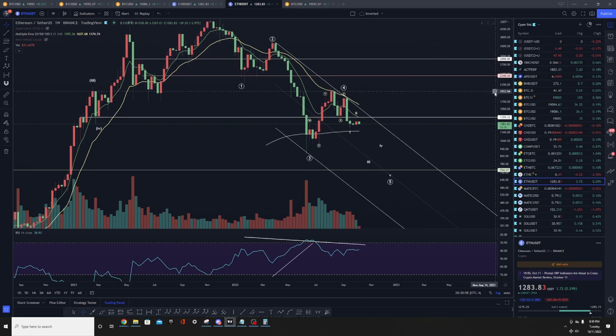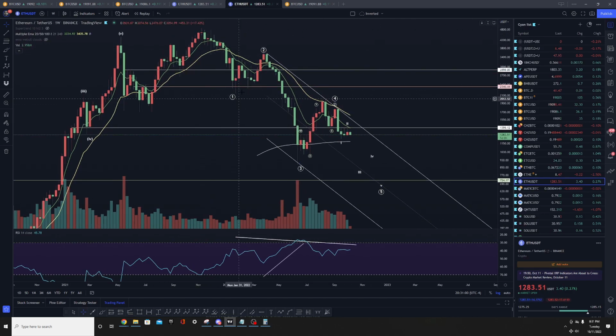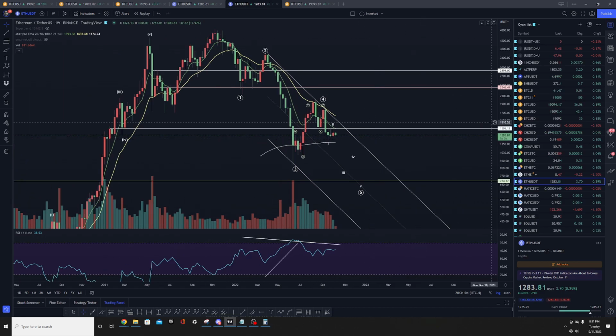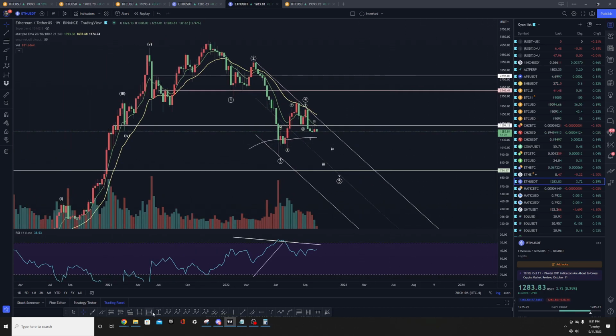And once we get this 5-wave move down, it'll be pretty clear that it's a 5-wave. So we'll get a nice decent bounce. It'll be like this. It should be a nice 50% retrace.